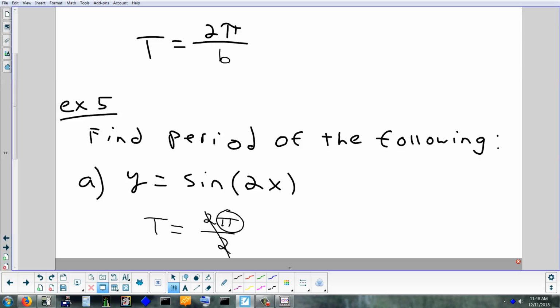So what that means is your graph is going to do a full cycle between 0 and pi, where before it had to go to 2 pi. So what you actually did is you compressed this graph twice as much. It would be a higher frequency sound.